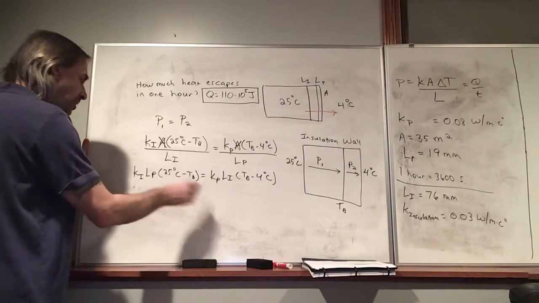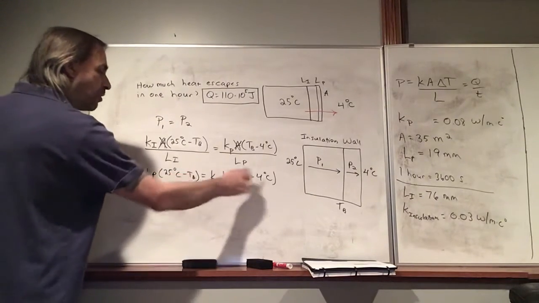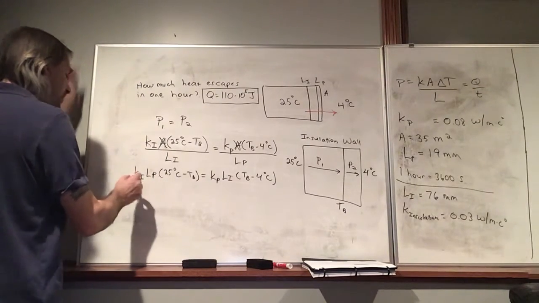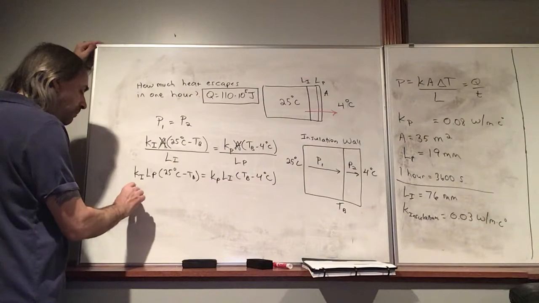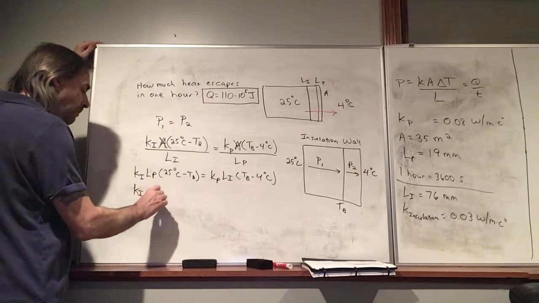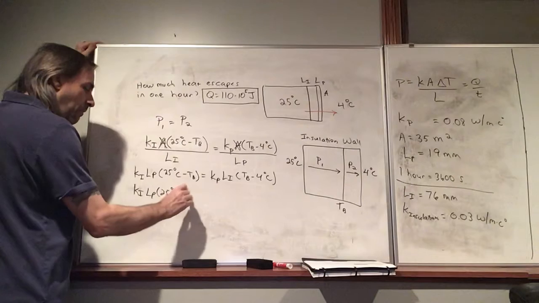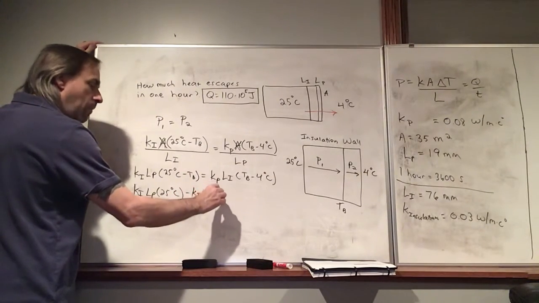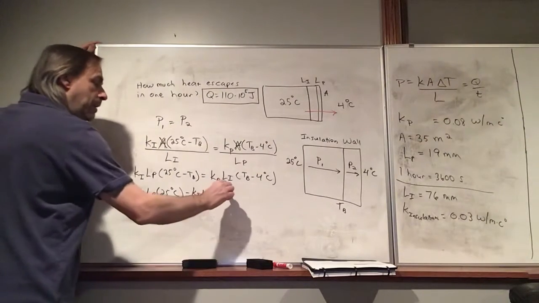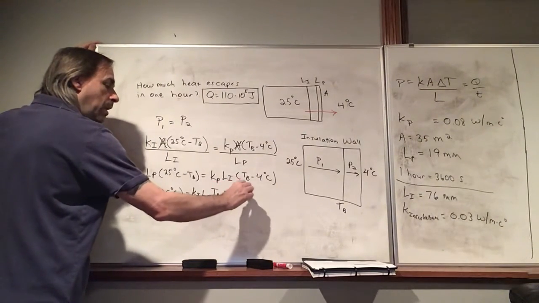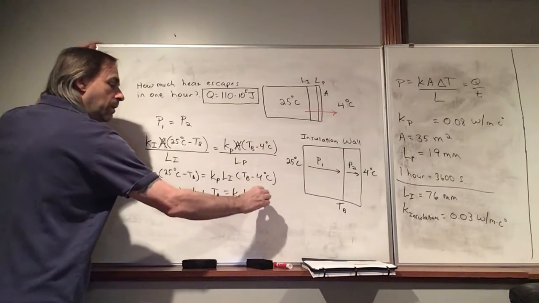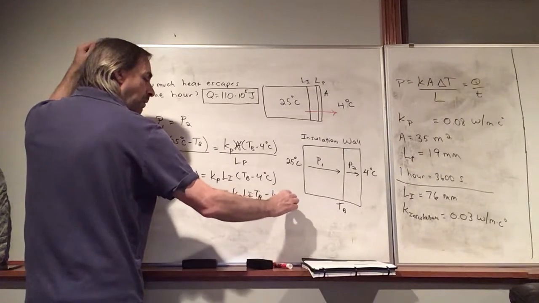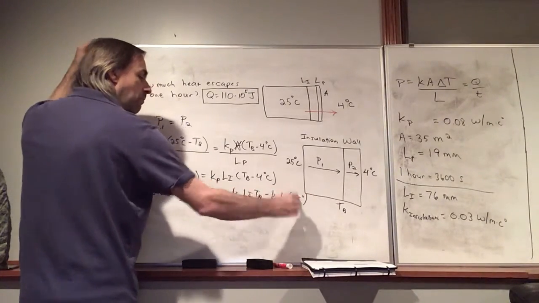And now we want to distribute this. So we want to get these terms with this unknown temperature on the same side. So we have to distribute. It's going to be a little messy. So that's the left side, and then we have Kp Li TB minus Kp Li times 4 Celsius degrees.